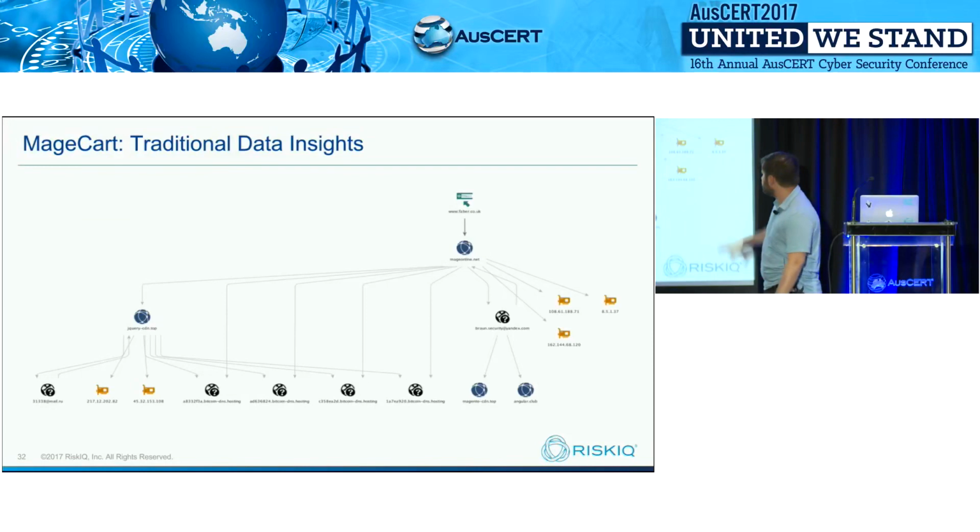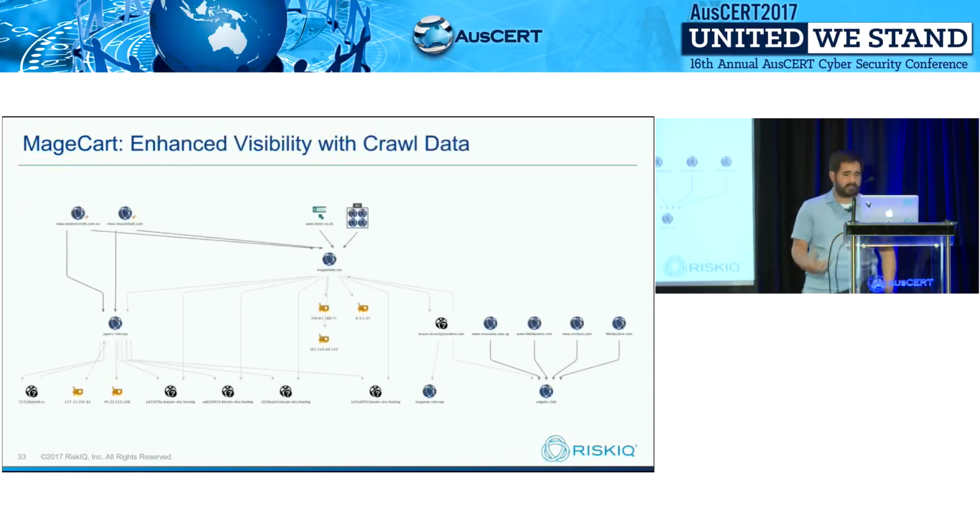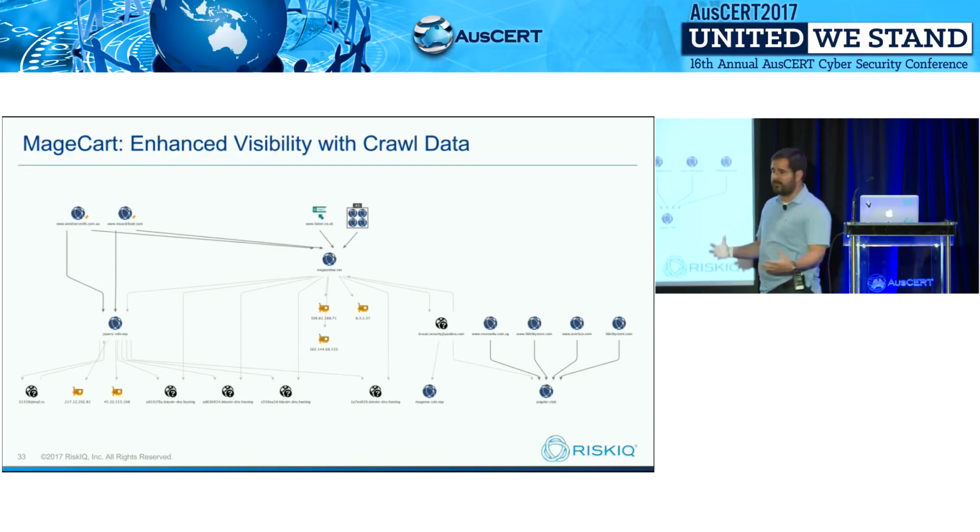And if we start to pull information, we get a couple of IPs. We get a whois email address that gives us a couple more domains, magento-cdn.top and angular.club. And that's it. That's the extent of our visibility. But we may not understand how broad this attack surface is. If we add in sequencing data and crawl data, we start to greatly expand our visibility into the MageCart actors.